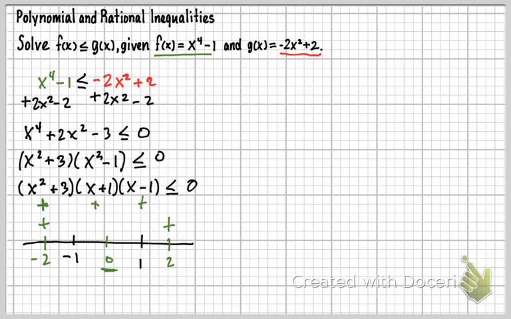We still have to represent them correctly, but we get -1 to 1. But we don't have to worry about, oh, is it a parenthesis or a bracket when it's equal to? Polynomials, since the domain is all real numbers, we don't have those issues to even consider. With the rational functions, we do because we have asymptotes. So there's our answer for this one right here. All right.